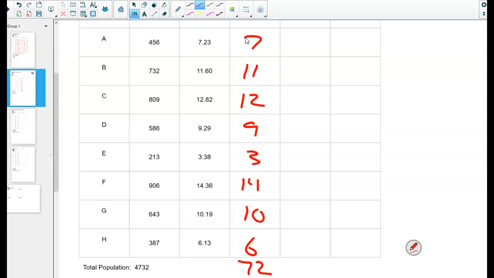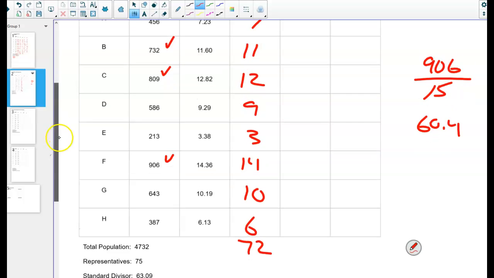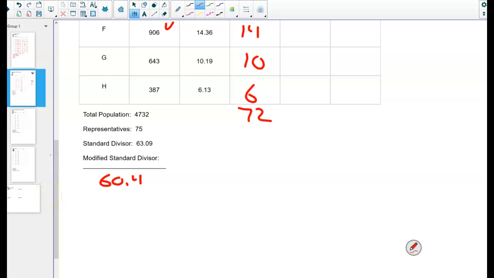We need to find 3 groups to move up a representative. Biggest populations and populations closest to the next number. I think this one is pretty obvious that B, C, and F are going to be the three that move, and I think F is going to be the last one to move. So my modified standard divisor is going to be 906 divided by 15, because I want to get this one to the next number. When I do 906 divided by 15, I get 60.4. And that, I think, is going to be my modified standard divisor.